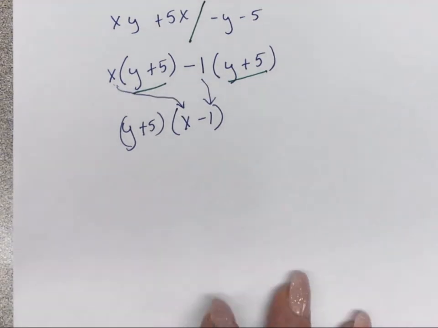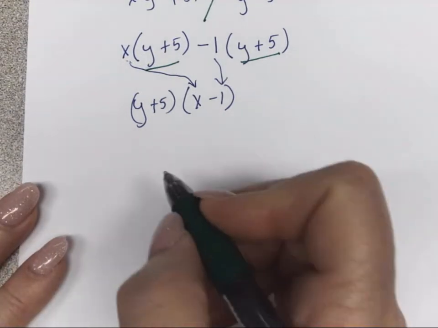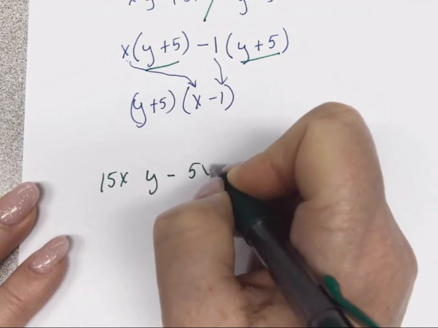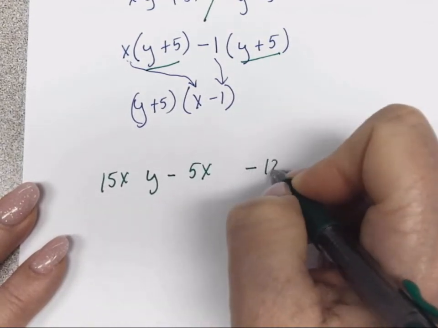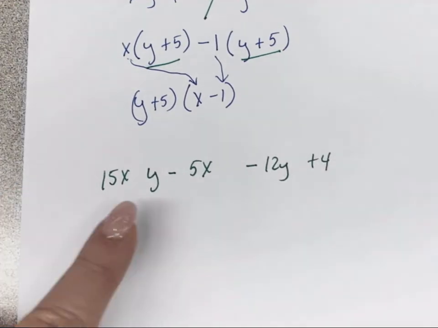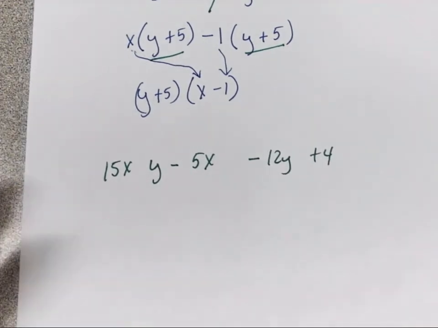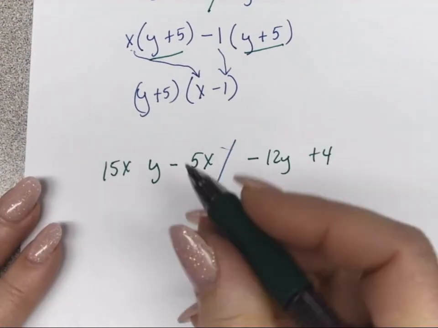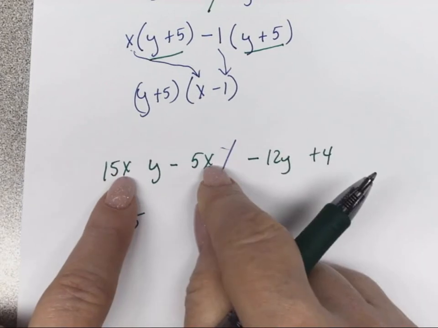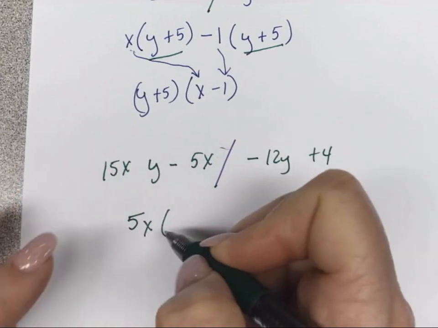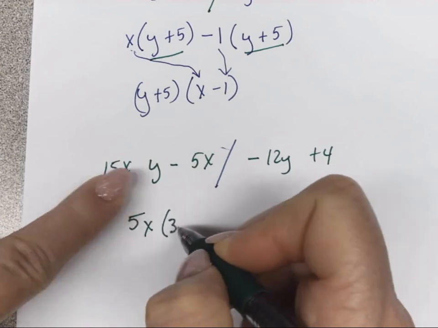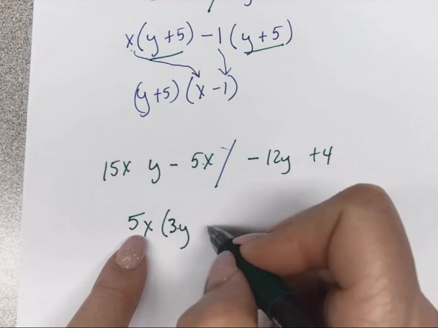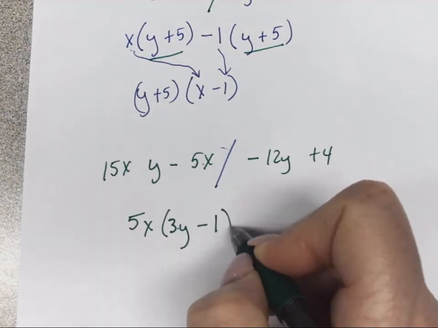So our next problem is 15xy minus 5x minus 12y plus 4. Got that a little spaced. Sorry about that. So again, we're going to split it in half. Between the 15 and the 5, I can factor out a 5, and I can factor out an x. 15 divided by 5 will leave me 3, and I still have the y. Negative 5x divided by 5x will get me a negative 1.